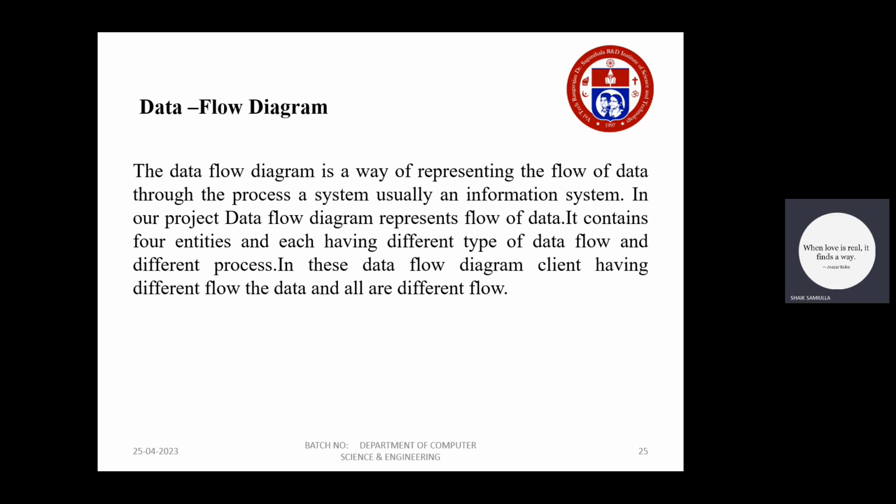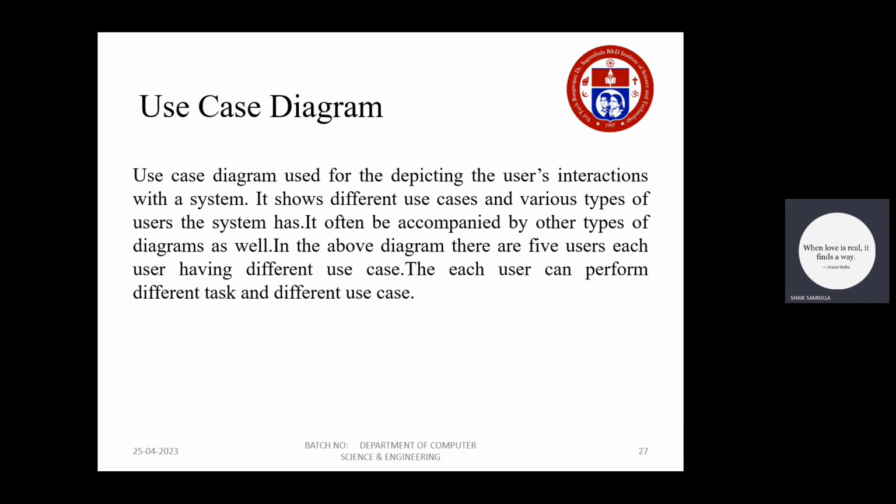Here the data flow diagram is used to represent the flow of data through an information system. So in our project, the data flow diagram represents the flow of data. It contains 4 entities, each having a type of data flow and data processes. So this is the data flow diagram.